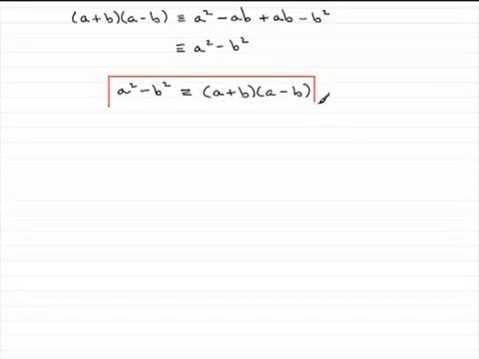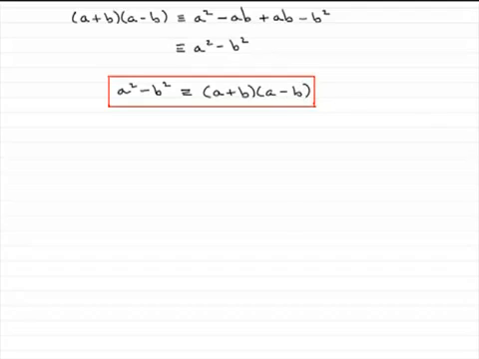This is a result that I would encourage you to learn, okay? And it is called the difference of two squares. Why is it called the difference of two squares? Well, we've got the difference sign here, the minus sign. It's the difference between a, which is squared, and b, which is squared. The difference between two squares. And it has this pattern structure.